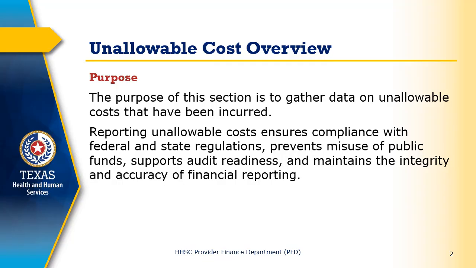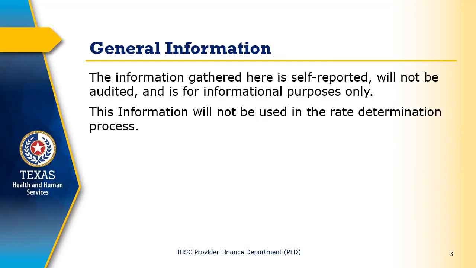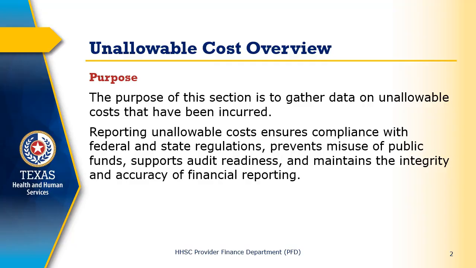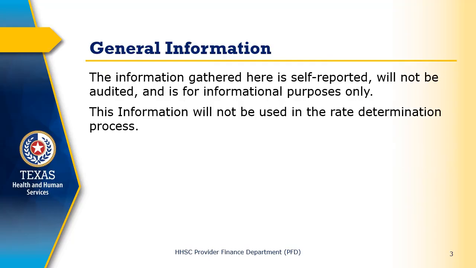The purpose of this section is to gather data on unallowable costs that have been incurred. Reporting unallowable costs ensures compliance with federal and state regulations, prevents misuse of public funds, supports audit readiness, and maintains the integrity and accuracy of financial reporting. These figures are self-reported and will not undergo an audit process. They are provided for informational purposes only. It is important to note that the gathered information will not influence the rate determination process in any way.